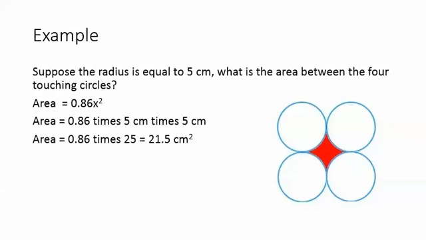If you remember it, we can always keep that in our formula list: the area between four touching circles would be 0.86x squared, when x is the radius of the circle. So here, if the radius is 5, what would be the area between the four touching circles? It's 0.86 into 5 into 5, which is 25, which comes to 21.5 centimeters squared.